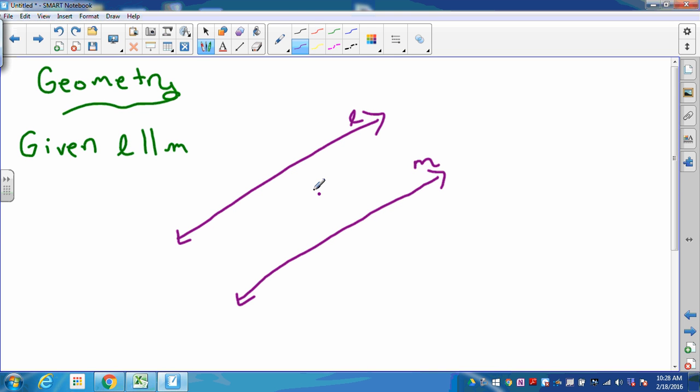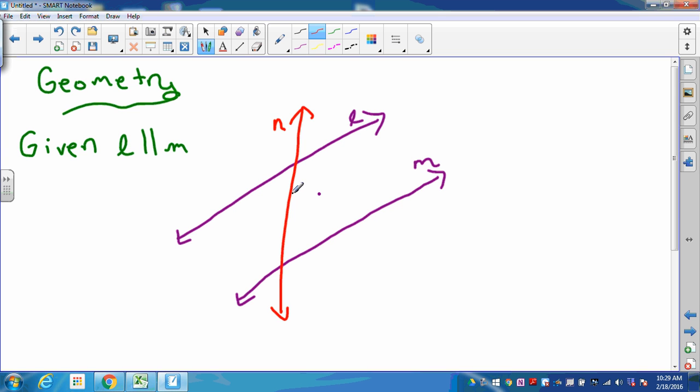Now the next thing I want to draw for you is a transversal. And let's change colors again. And a transversal is simply a line that intersects line L and M. Okay, so I'm going to call that one line N. Okay, so we've got our transversal.